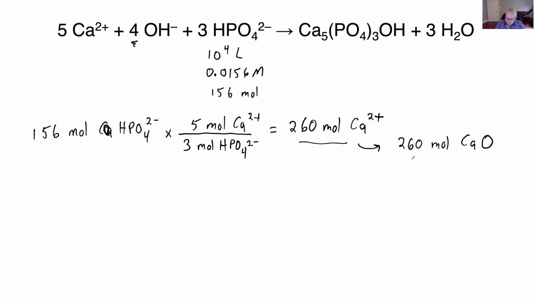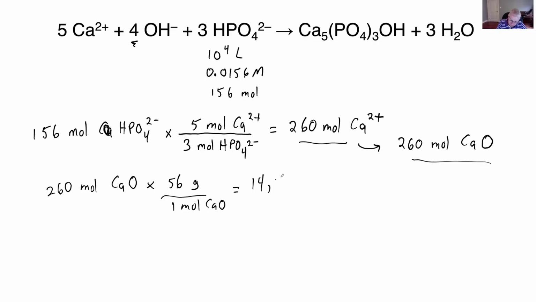Finally, all I have to do is turn this into a mass, which says what? I get 260 moles of calcium oxide times 56 grams per mole. So that's equal to 14,560 grams, it says here, which would be about, call it, 14.6 kilograms, since my question asked me to find out a number of kilograms.